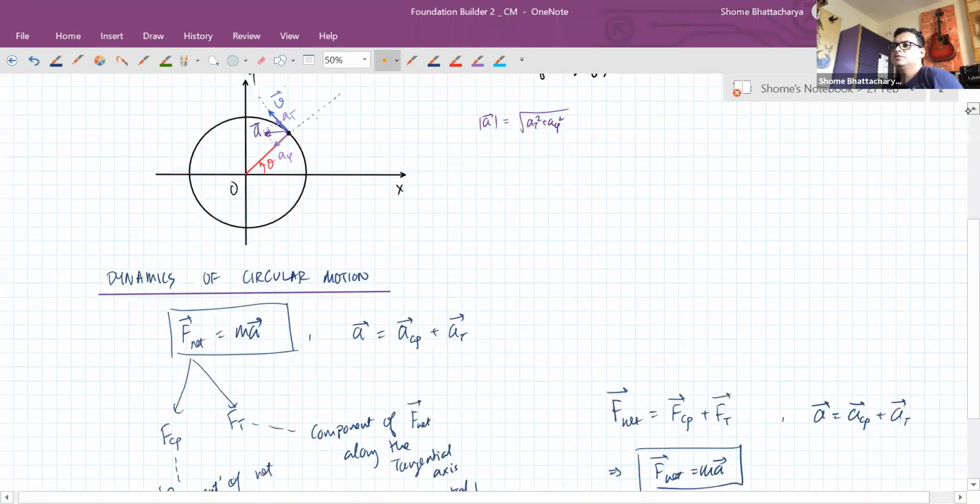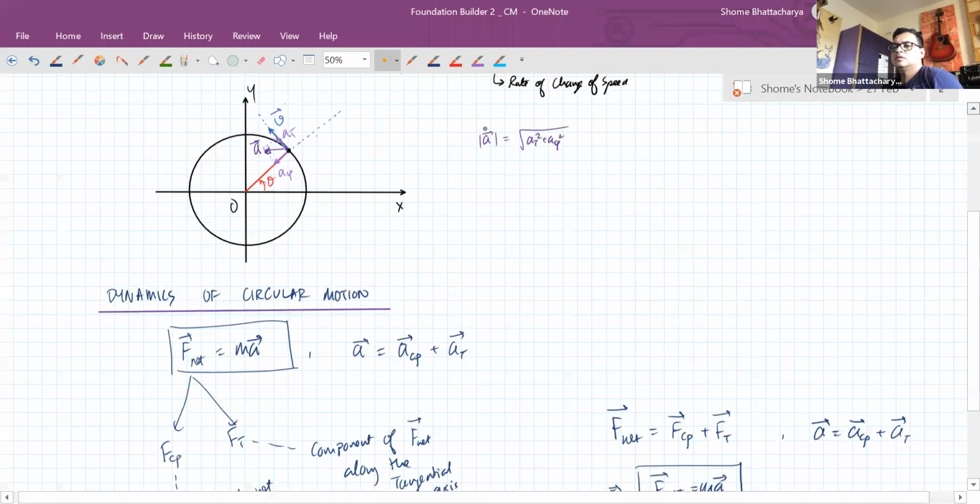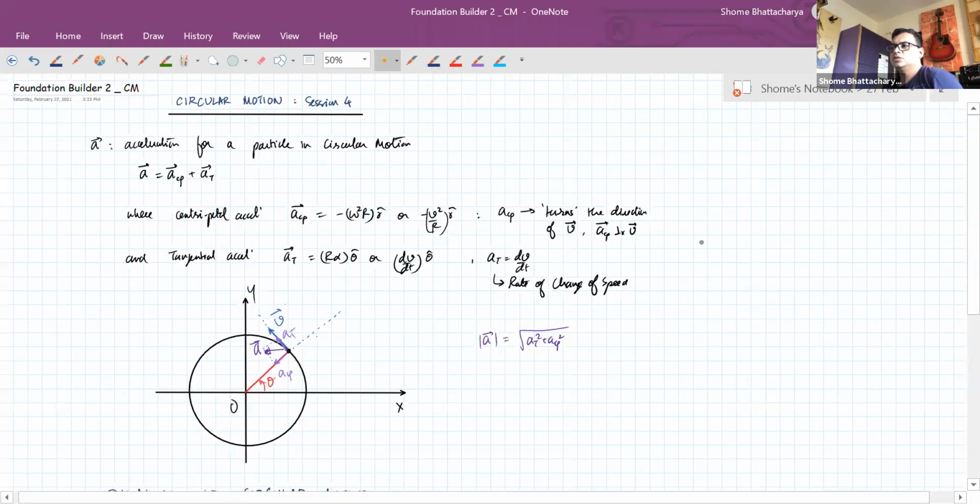Okay, so I'm just taking it back to the previous slide once. So just go through these equations we have just discussed about the acceleration of a particle in circular motion. Then we'll come back to the dynamical equations.